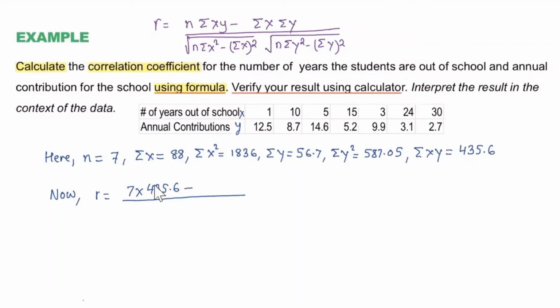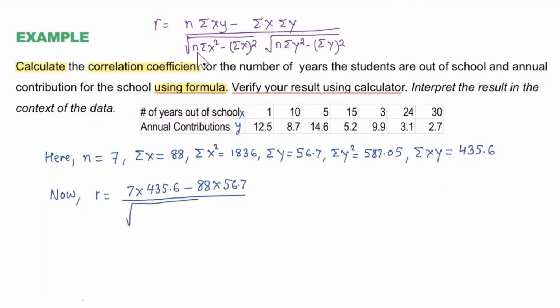Then minus sum of x, which is 88, times sum of y, which is 56.7. Then we have this divide sign. Then we have this square root, the first square root. There are two square roots, so this is the first square root.